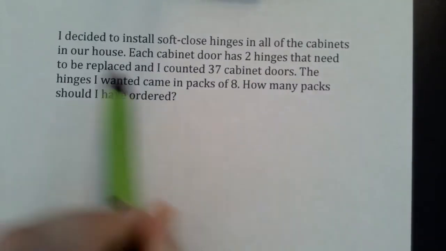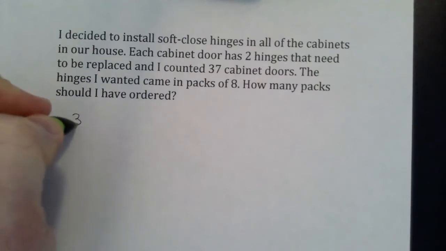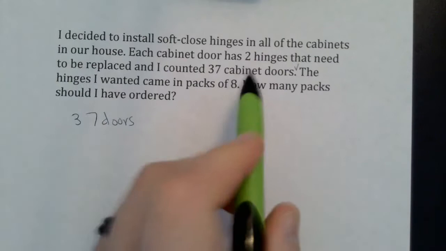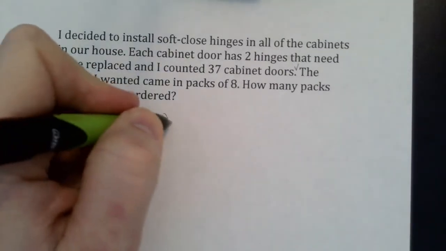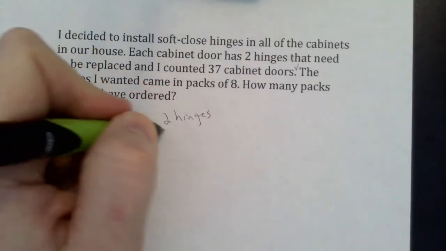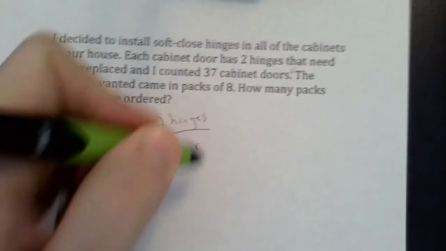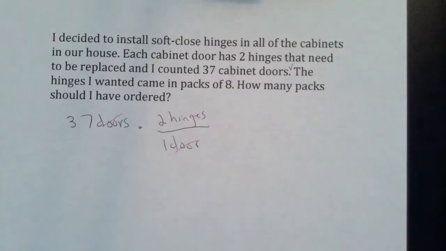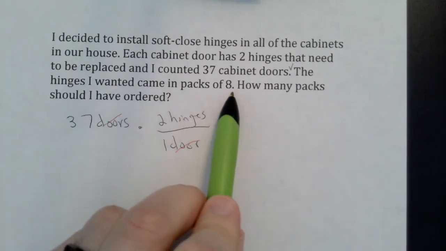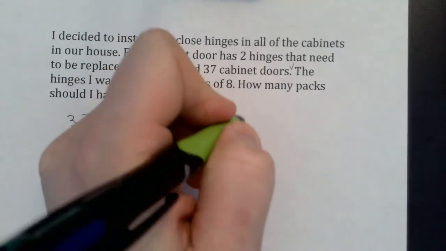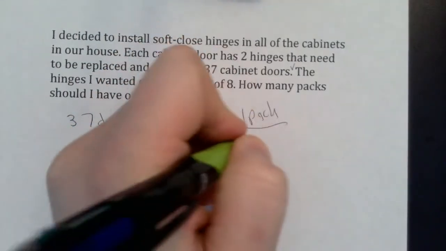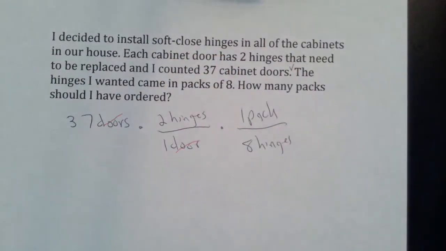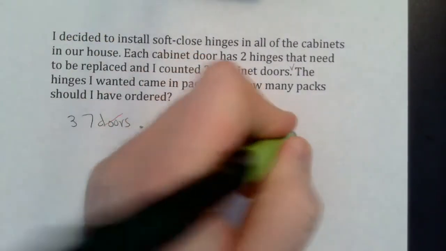So in this problem, it's a little different. So I start with 37 doors. Okay, each door has 2 hinges, so I've got 2 hinges per door. So after I do this calculation, I'll have the number of hinges. And then I've got 8 hinges per pack. So 1 pack is 8 hinges. And the measurement on this calculation will now be packs.